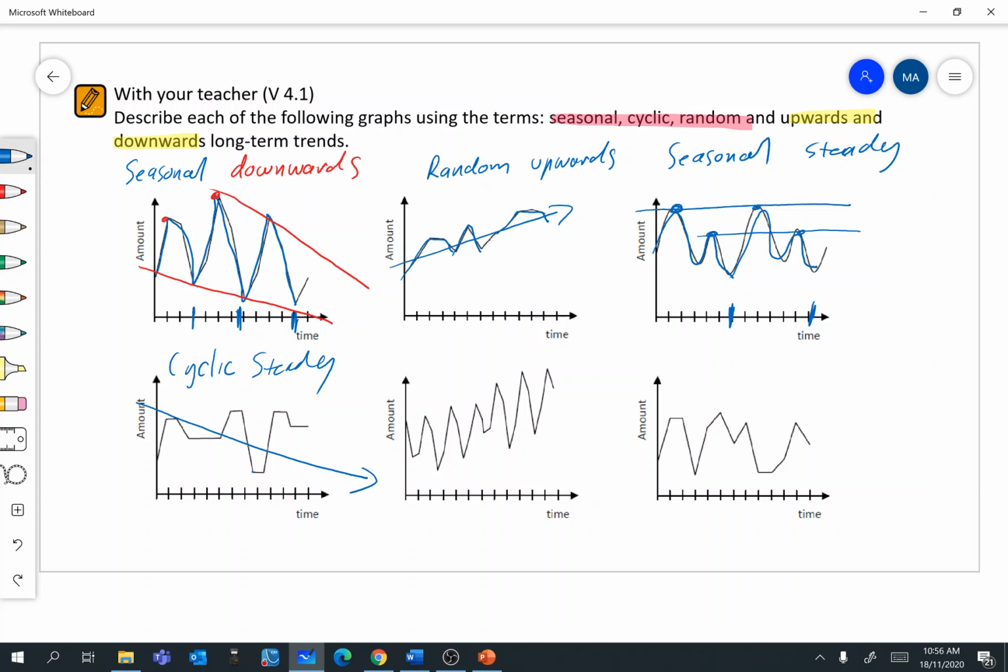Okay, over here, this is definitely seasonal with this repeating pattern, this sharp sort of peak, and it appears to be going upwards with its trend.